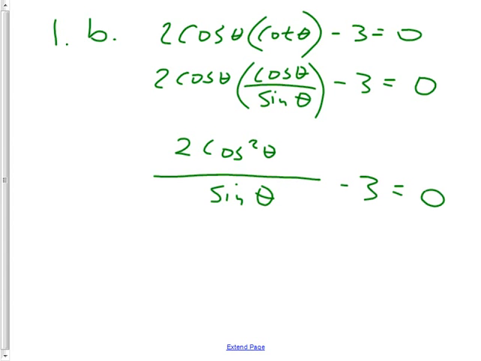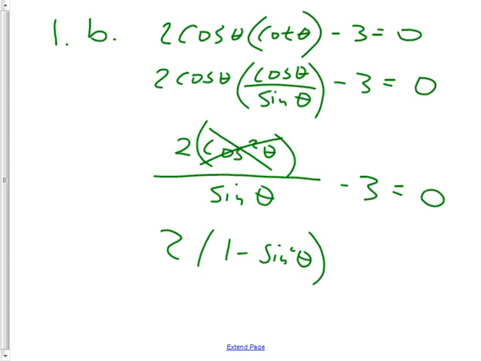How about this? We could change cosine squared into, what is cosine squared again? 1 minus sine squared? Could do that. Then we got it all into sines. So change this into 1 minus sine squared? Or does somebody have a better way to do it? Because sometimes there's a really cool way that I don't see at all. Right now I'm only thinking get them all to one function. All right, then I'm going to try that. 2, and then I'm putting in there 1 minus sine squared all over sine, minus 3 equals 0.